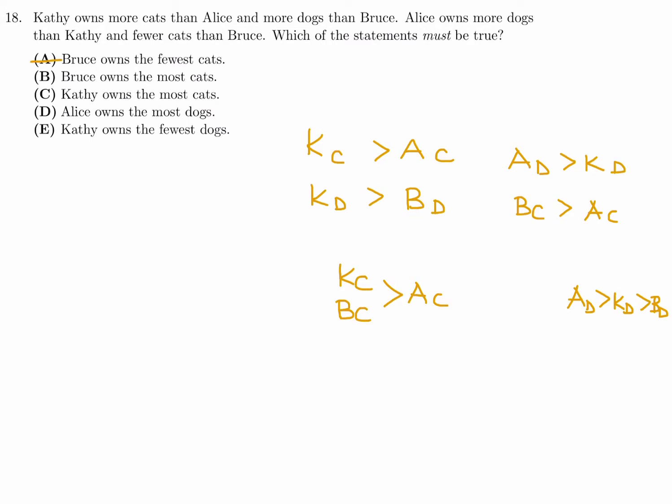Bruce owns the most cats. We're not 100% sure, because we are not told any comparison between Kathy and Bruce when it comes to cats. So we're not sure there. Kathy owns the most cats. Again, we're not sure. So C can't be right. Alice owns the most dogs, and that is something we are sure of, since we have a continuum. And then let's just round it out. Kathy owns the fewest dogs. She owns the middle number of dogs, whatever the numbers are. So number 18, the answer is D.